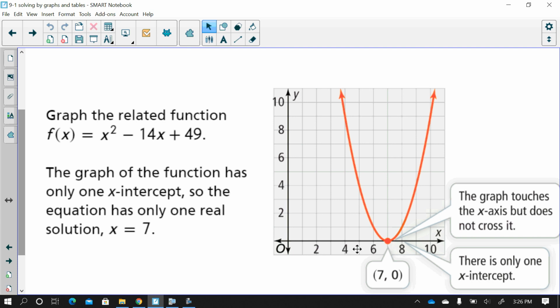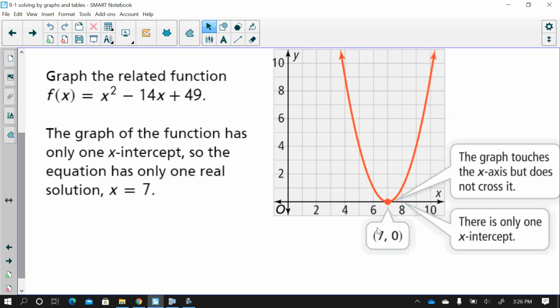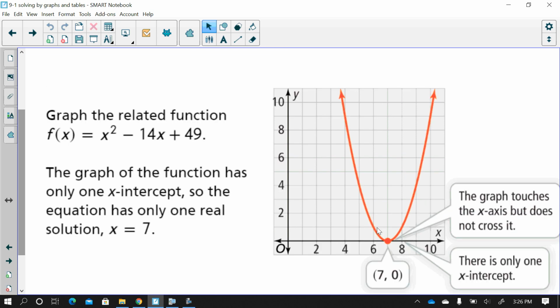So the graph touches the x-axis, but does not actually cross it. Remember, it's what we call a turning point. It hits it, boom, and switches directions. Okay, only one x-intercept, therefore there's only one solution. And again, you can do this in the graphing calculator or on Desmos.